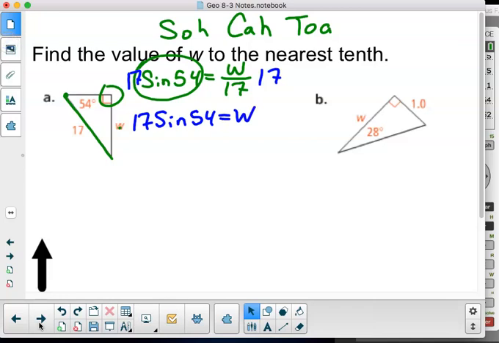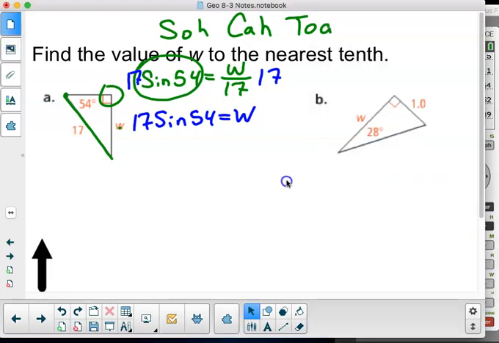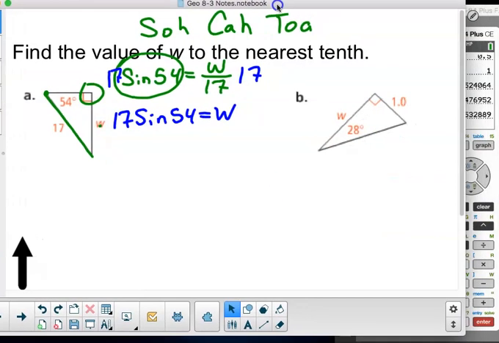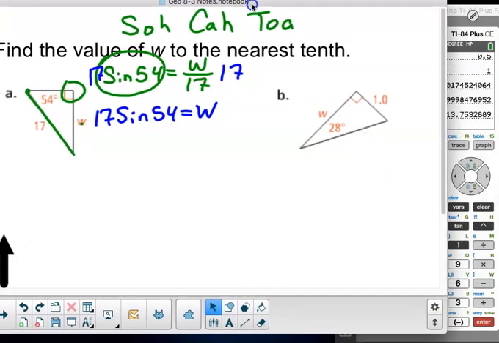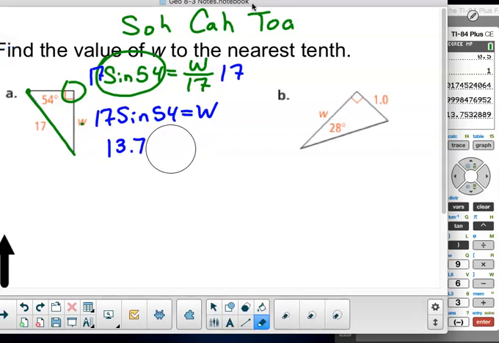I plug that into my calculator in that order. So I'm going to go 17 sine of 54, close my parenthesis, hit enter, and I get 13.75. Now, they asked me to round here to the nearest tenth. So I get, on my calculator, 13.753, and oops, they asked me to go to the nearest tenth, so we're going to go 13.8.